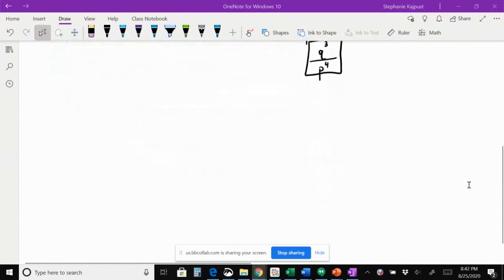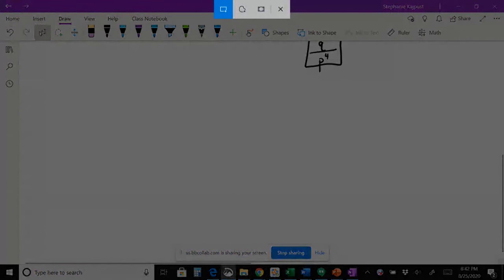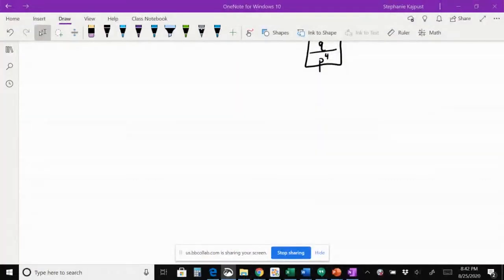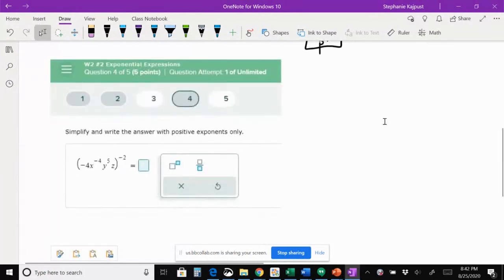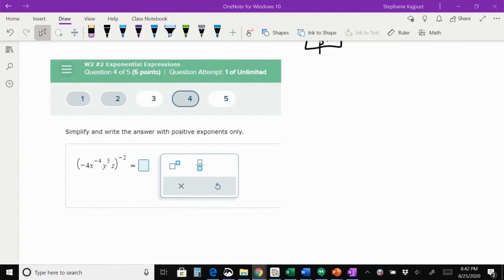Yeah, question 4, this is a good one too. And of course, you guys are going to have different numbers, different exponents. So here we've got multiple things going on. We've got the whole thing to the negative 2 exponent. And then inside there, we also have more negative exponents, and it's got a whole bunch of things going on.